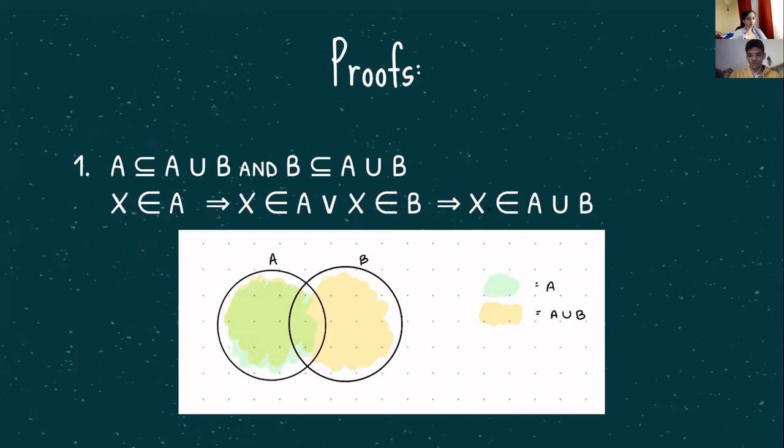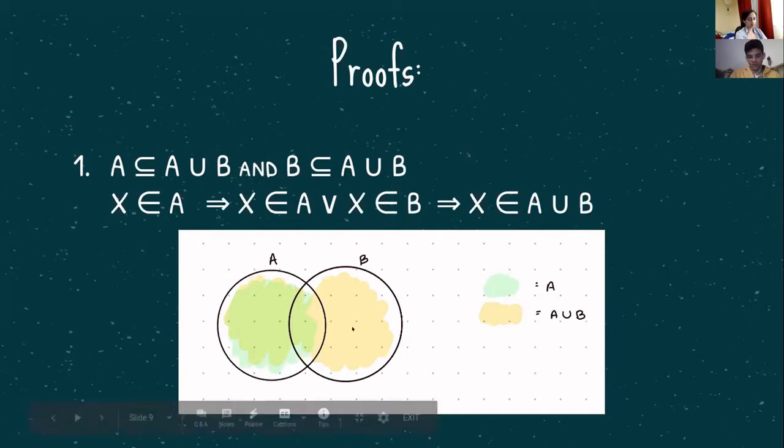So this would imply that X belongs to A union B, and that's for the same reason we gave in the riddle. If X belongs to A is true, then this whole statement, X belongs to A or X belongs to B, is true. And this statement is just the definition of A union B.